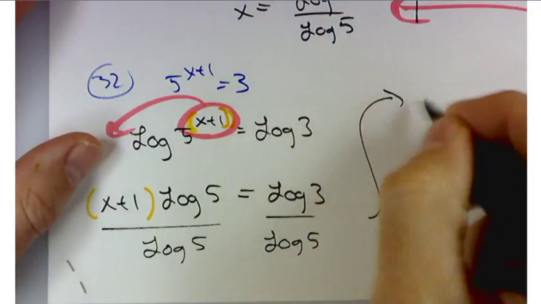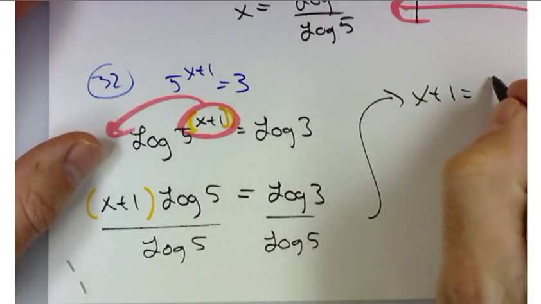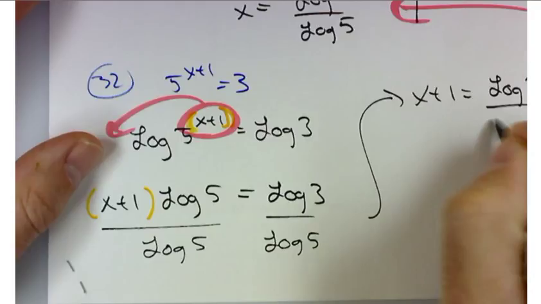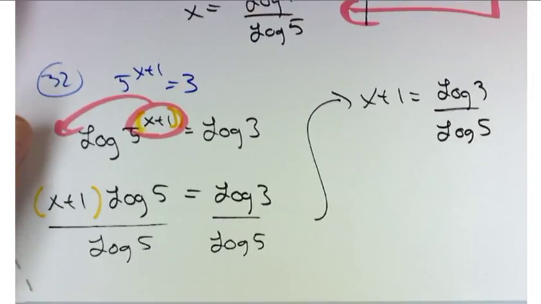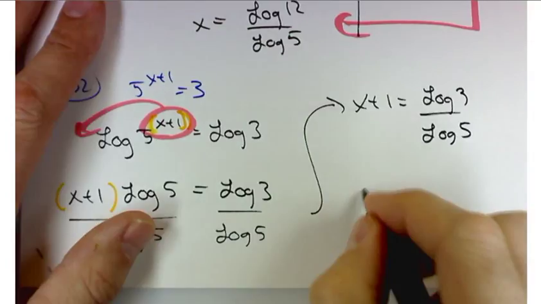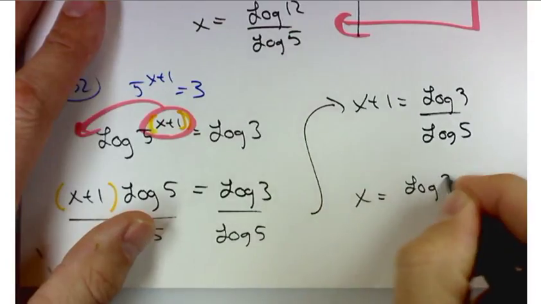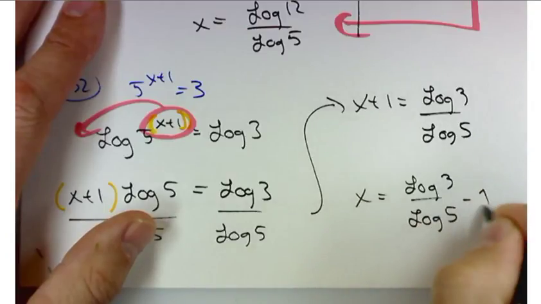That gives me x plus 1 equals log of 3 divided by the log of 5. By the way, there's no simplification or anything we can do with that there. It's just log of 3 divided by log of 5 and leave it like that. Almost done. What's our last step? Subtract 1. So x equals the log of 3 divided by the log of 5 minus 1.